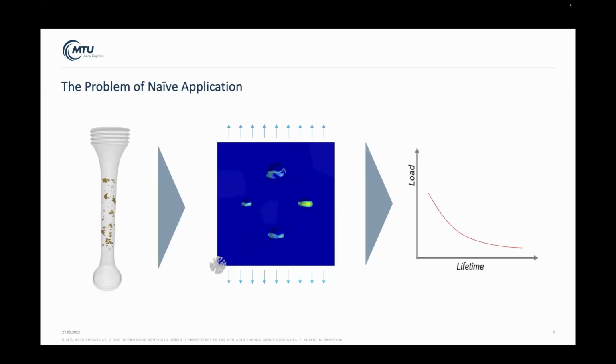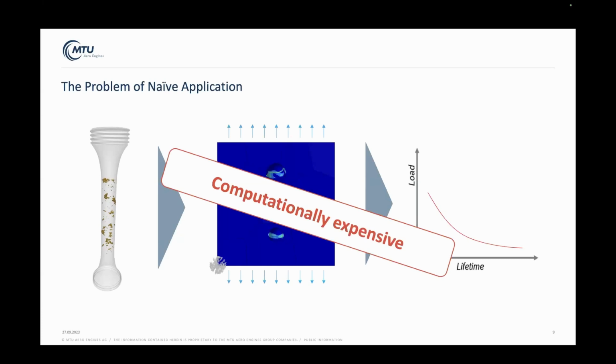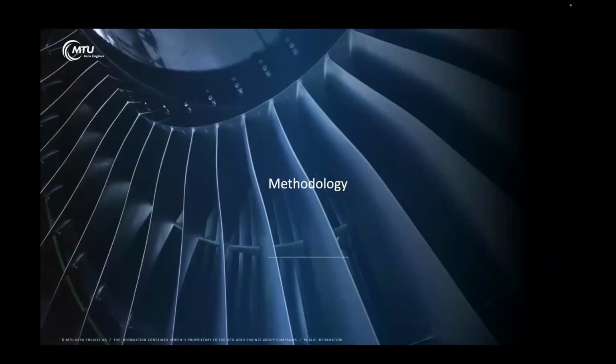The problem with this naive approach when it comes to porosity, however, especially on the part scale, is that we have to do a very fine discretization around the stress concentrators, so around the pores. We have to have a very fine mesh. And combined with the wish to have all the porosity modeled, this leads very fast to computationally extremely expensive simulations due to the number of elements in the simulation. So we had to come up with a different approach.